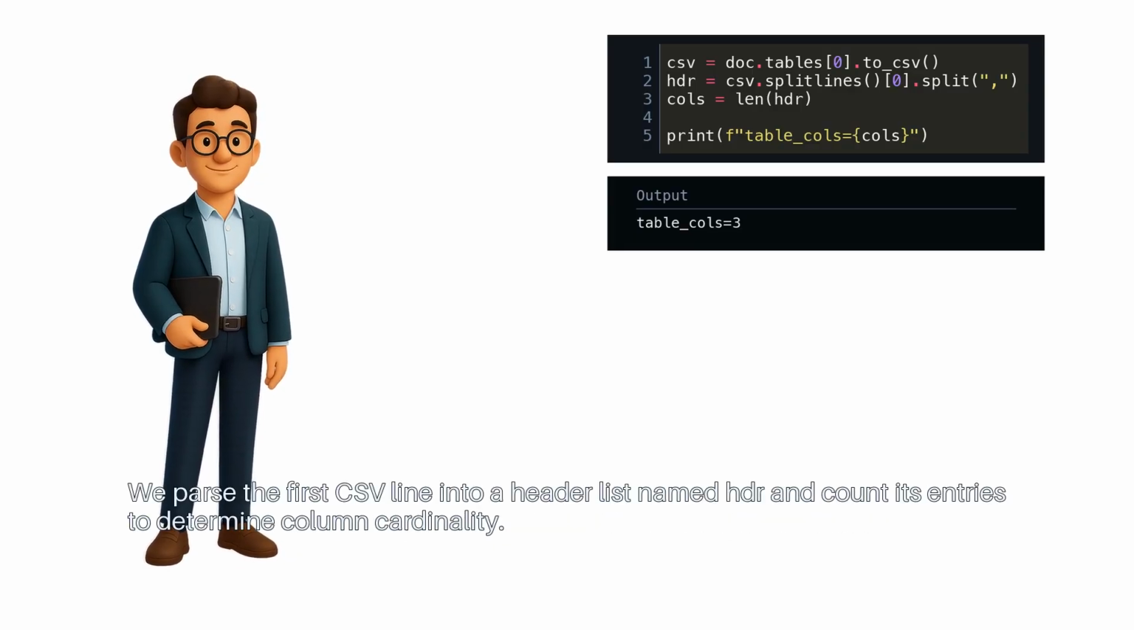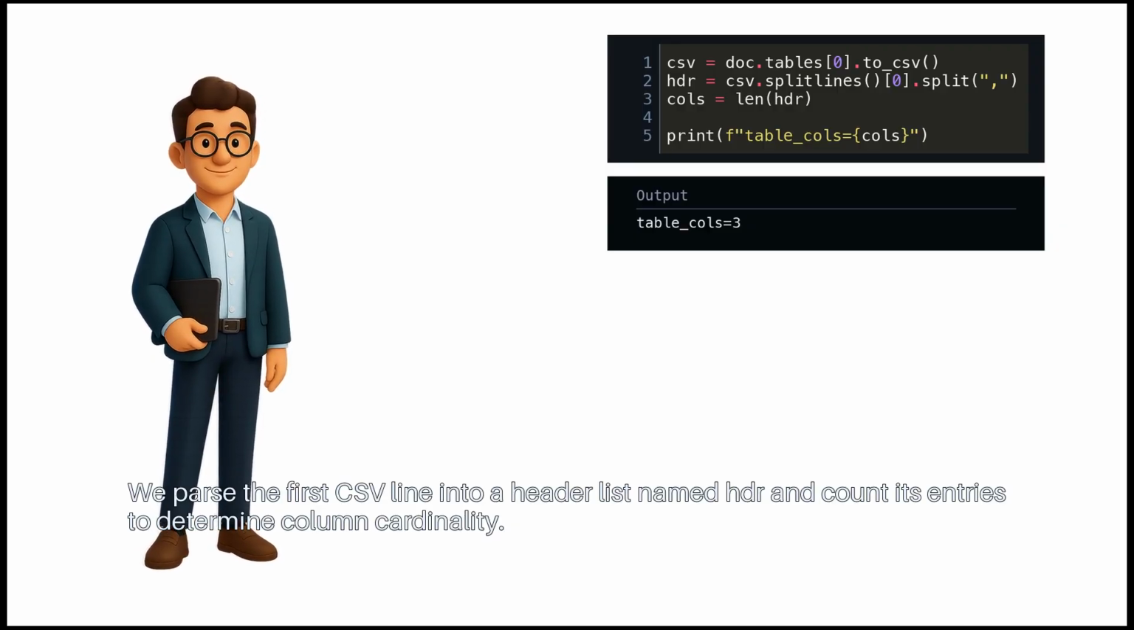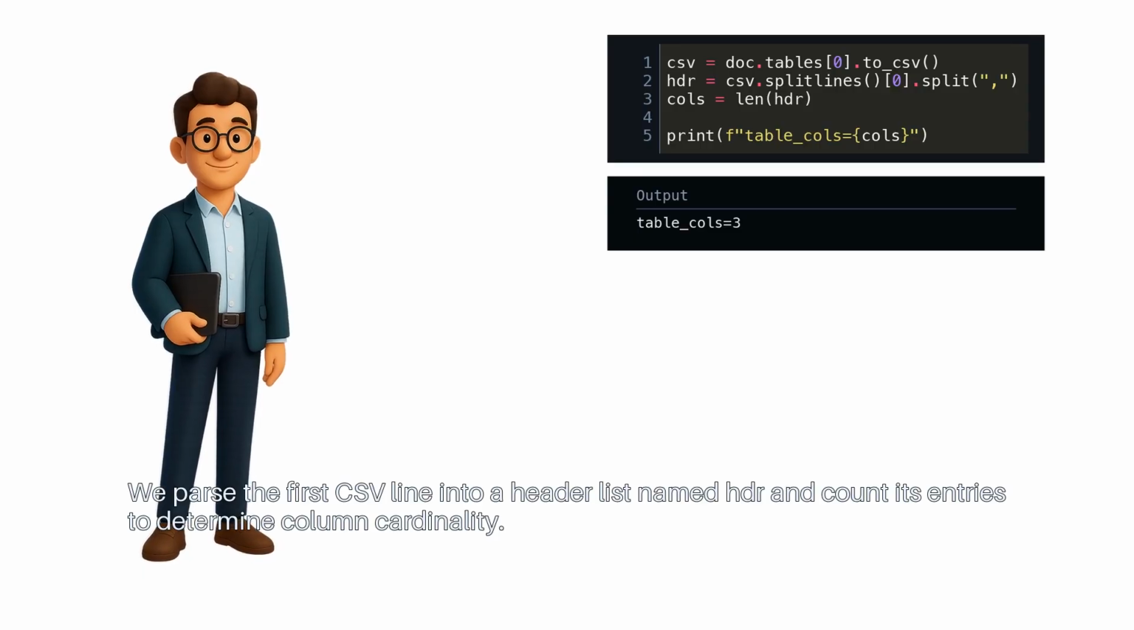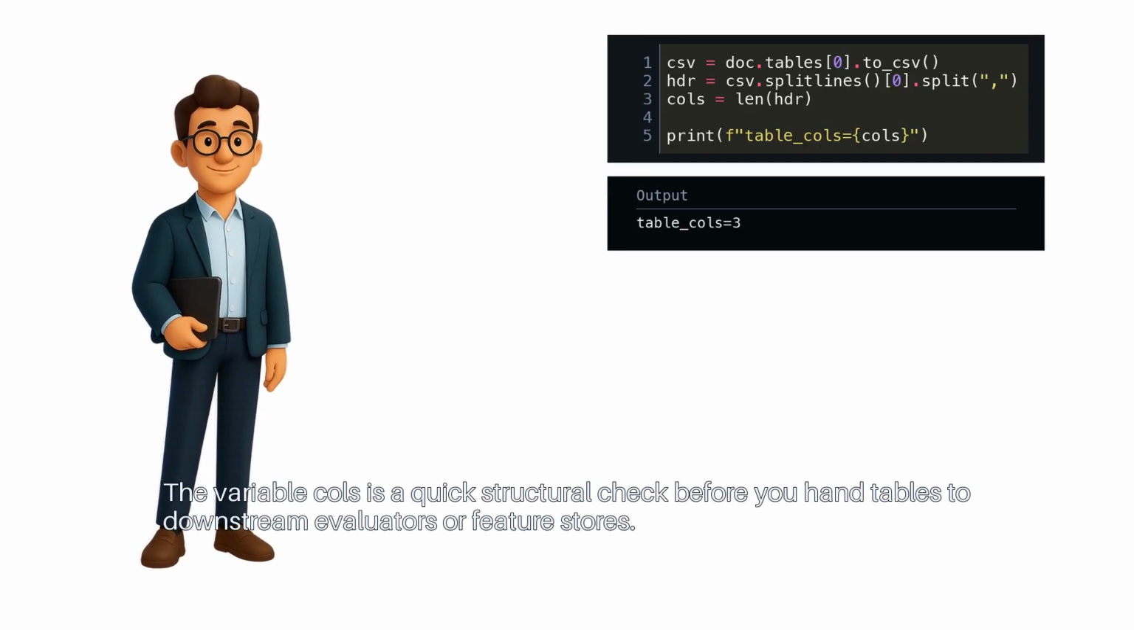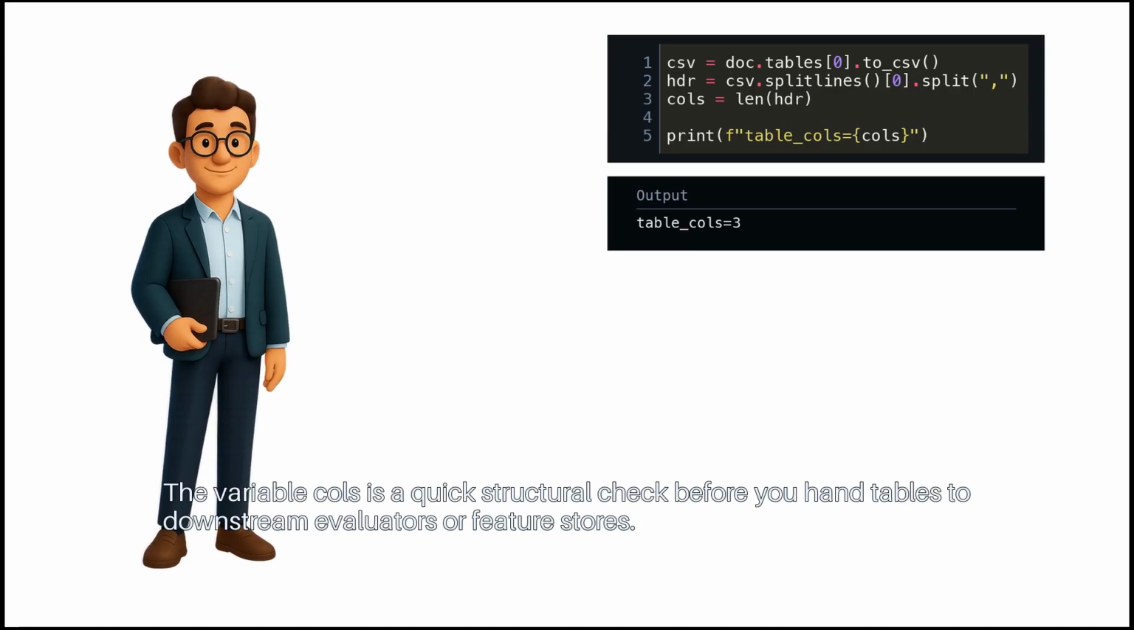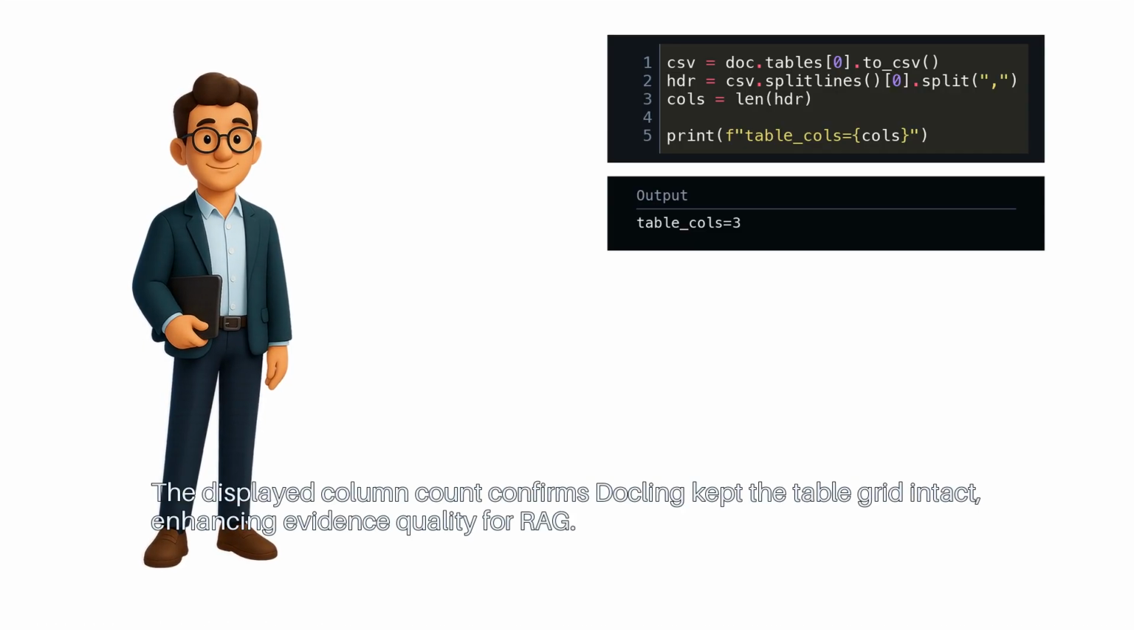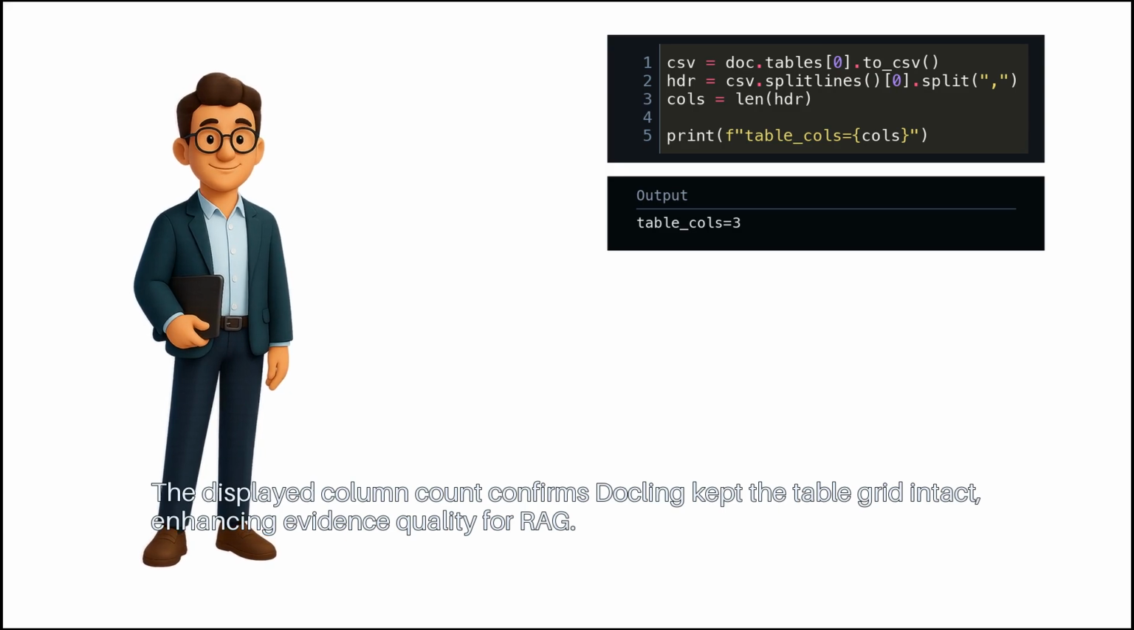We parse the first CSV line into a header list named HDR and count its entries to determine column cardinality. The variable cols is a quick structural check before you hand tables to downstream evaluators or feature stores. The displayed column count confirms Docling kept the table grid intact, enhancing evidence quality for RAG.